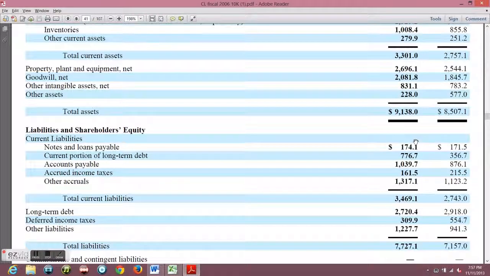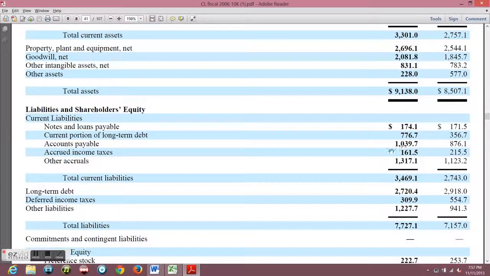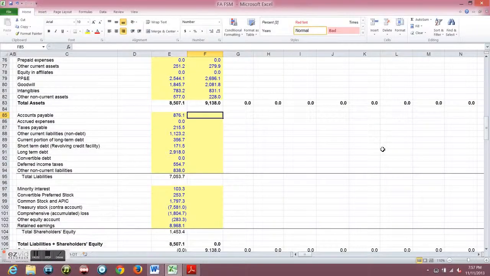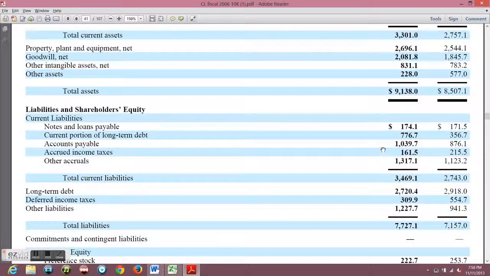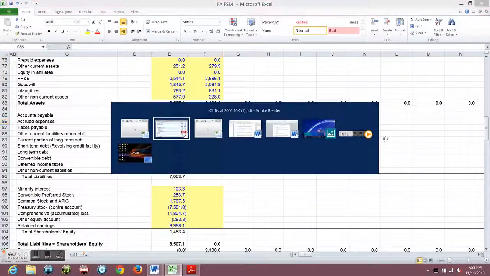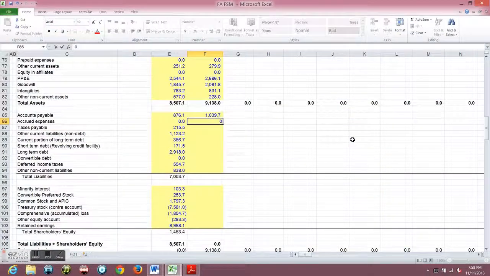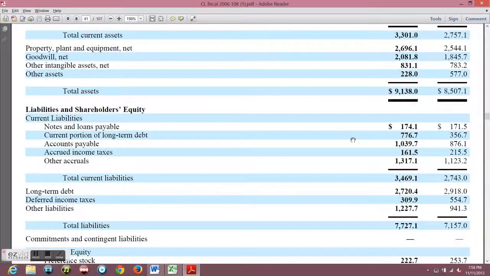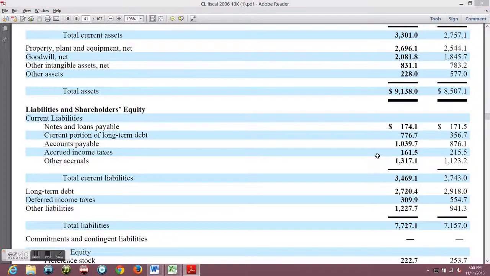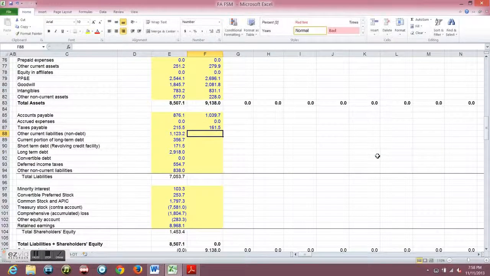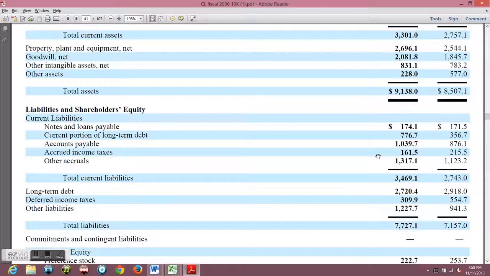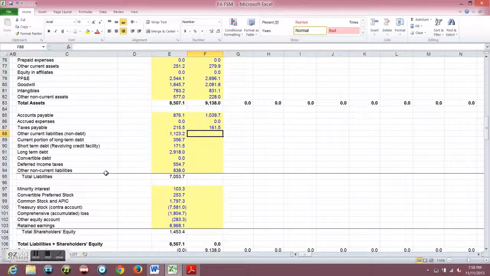This is regarded as the most liquid liability account. Then we have accrued expense, which we don't see over here, so I'm just going to put 0. Taxes payable, also called accrued income taxes. It's going to be 161.5. This is essentially the income tax that we're going to pay later on. Other current liabilities, non-debt, is going to be other accruals, 1317.1.